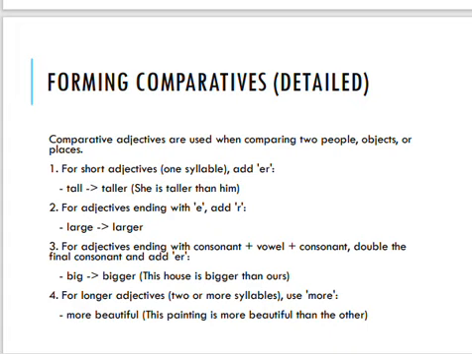2. For adjectives that end with "e", we simply add "r". For example, large becomes larger. So, you might say, this room is larger than the other. 3. For adjectives that follow a consonant-vowel-consonant pattern, we double the final consonant and add "-er". For example, big becomes bigger. You could say, this house is bigger than ours.